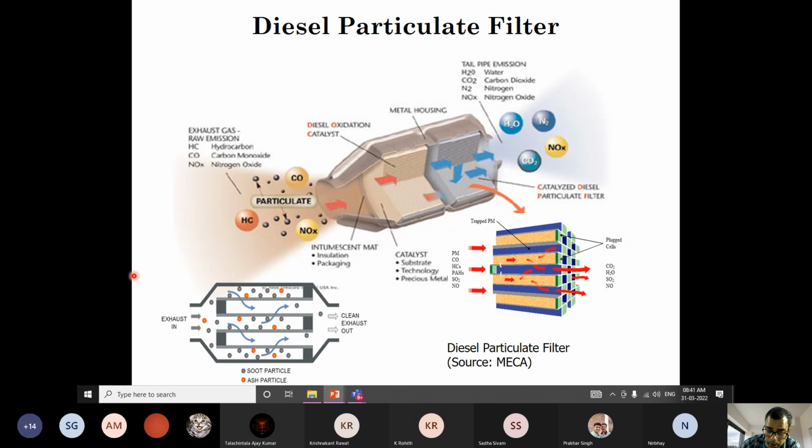Okay, so are there any questions related to the DPF? Till now we have discussed the TWC that is used for SI engines, and the similar oxidation catalyst for diesel engines, which is the DOC, the diesel oxidation catalyst. Then we discussed the DPF, the diesel particulate filter, which takes care of the particulate matter. Any questions till here?